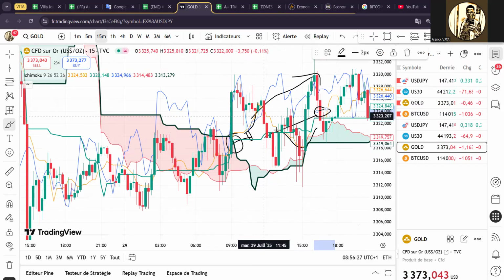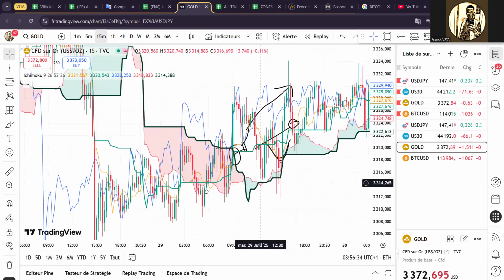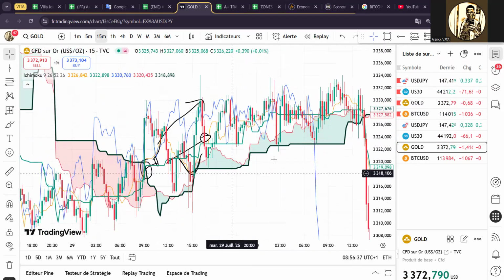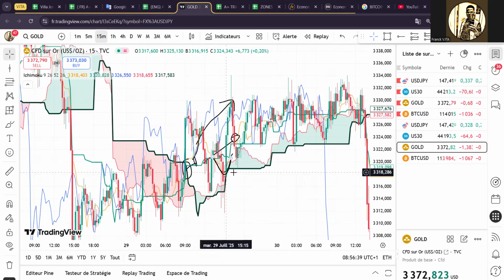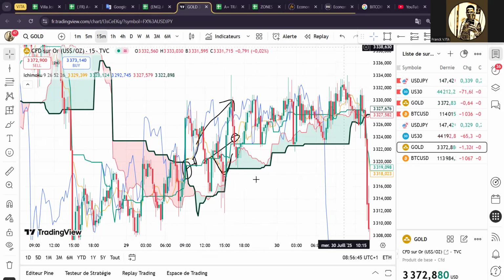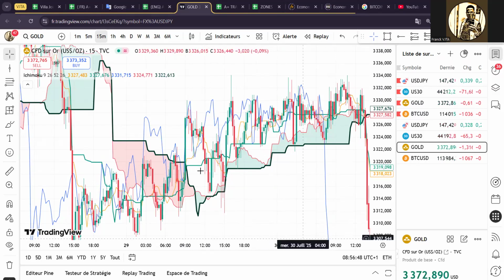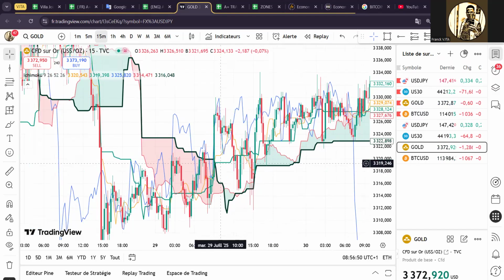At this point in time, Tenkan went below Kijun and created an inverted Tenkan and made people think that it is already a reversal. Meanwhile, it wasn't yet. The price kept going to the upside. This one is also a buy signal. So that's the difference between a normal Kijun.